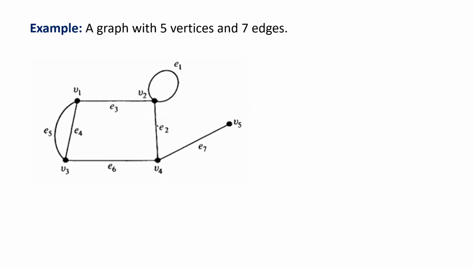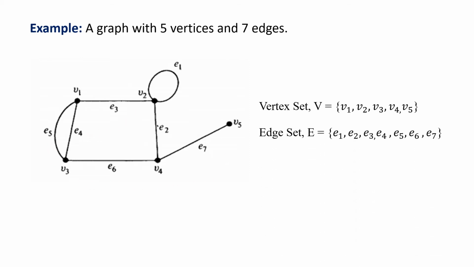Now an example of a graph with 5 vertices and 7 edges. The vertices are V1, V2, V3, V4 and V5. So vertex set V equal to the set {V1, V2, V3, V4, V5}. The 7 edges are E1, E2, E3, E4, E5, E6, E7. So the edge set E is equal to the set {E1, E2, E3, E4, E5, E6, E7}.